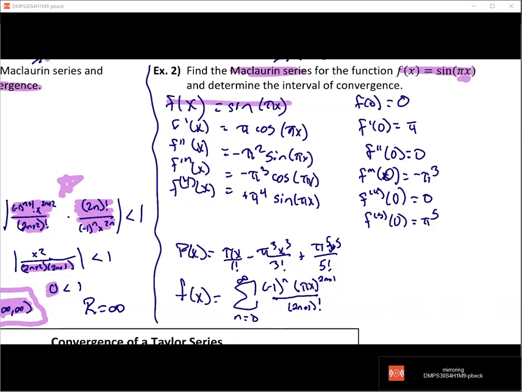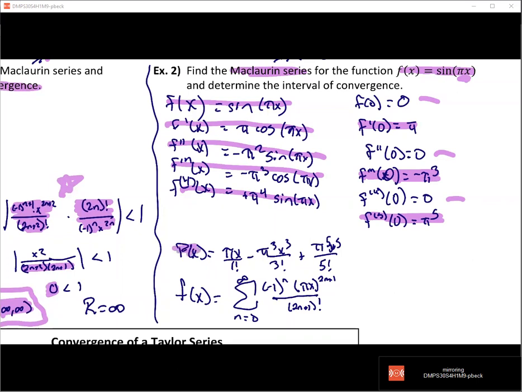We write down f, f prime, f double prime, f triple prime, and then the fourth derivative. We're expecting that every even derivative and the original function itself has to be 0 because sine is an odd function. F prime is pi, f triple prime is negative pi cubed. Fifth derivative is pi to the 5th power.